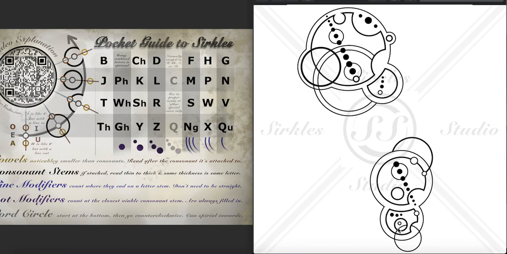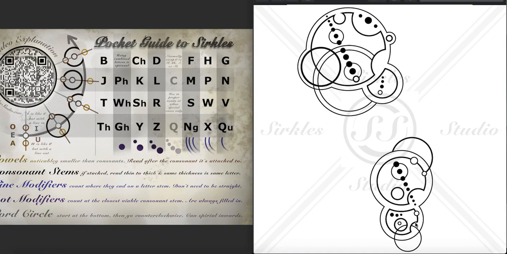So we have an N, and then we have a little circle vowel attached to that N, and it's hanging out inside that consonant stem. So if you look at our circle inside the word circle stem, the letter inside it is an E. So N-E, and then we have this next letter.